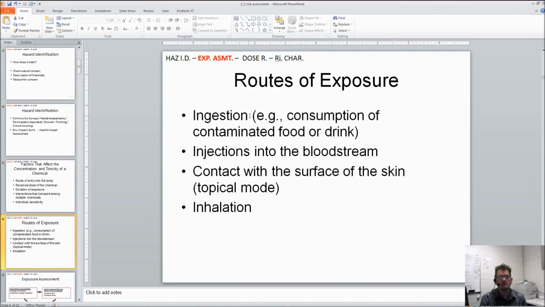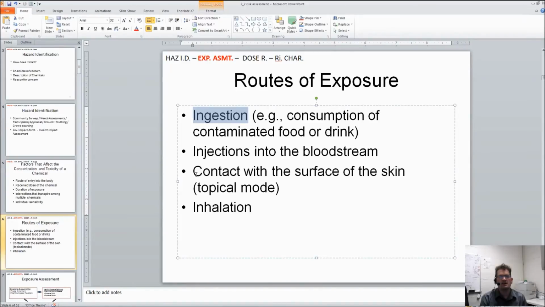There's really 3 that are important here: ingestion, contact with the surface of the skin, so like dermal or topical, and inhalation. Injection is really a healthcare concern, or for people that use needles every day. There are certain contaminants to be aware of with that. But really, the 3 that we're talking about for humans are ingestion of food or water, contact with the skin, or inhalation, where you're breathing it in. Injection into the bloodstream is something that happens in healthcare. There are other routes of exposure as well.